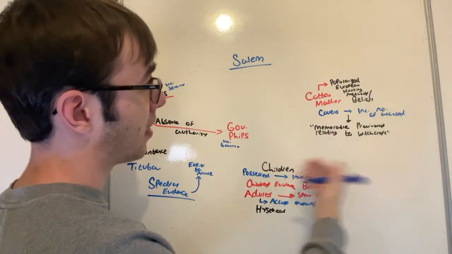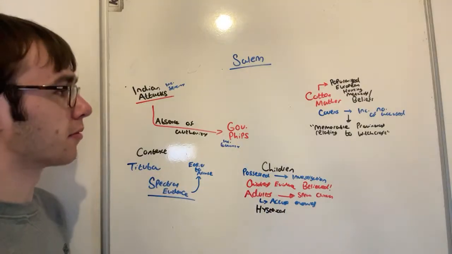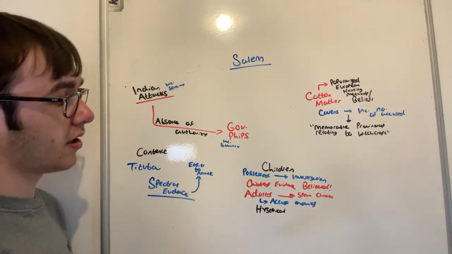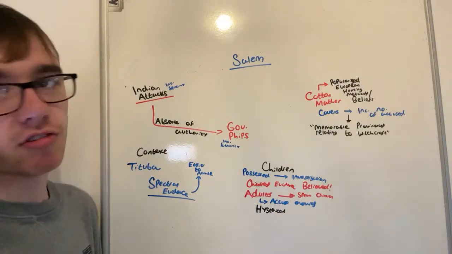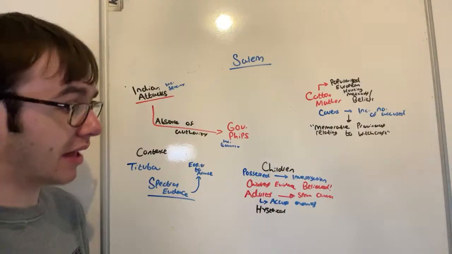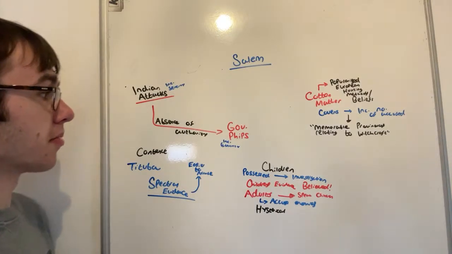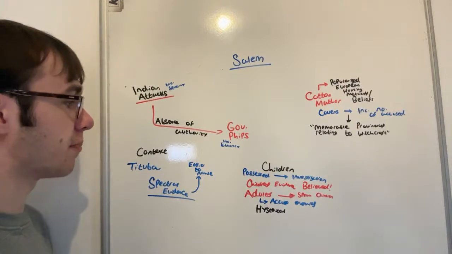Cotton Mather's book popularised European hunting methods, which increased the number of accused. Children, their evidence was believed, which made it easier for the accused to actually be punished. The adults would accuse their enemies, which led to an increased number of people accused. It's the same thing that you're repeating for every point.